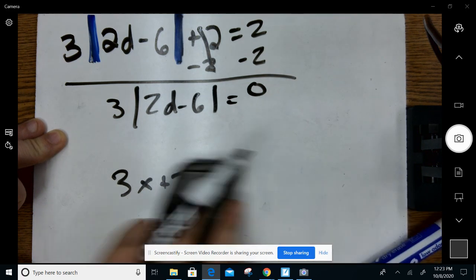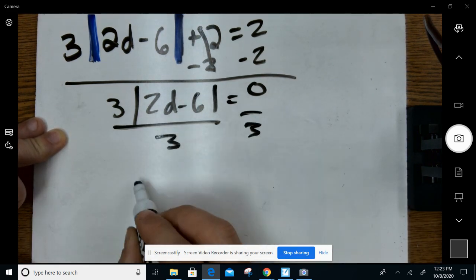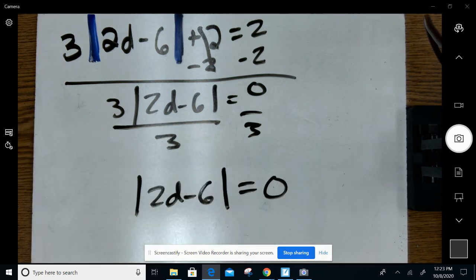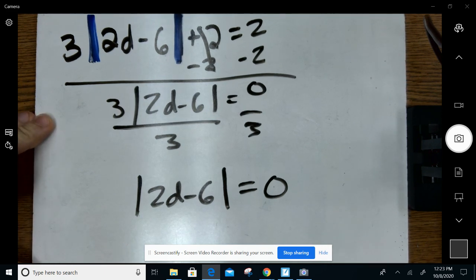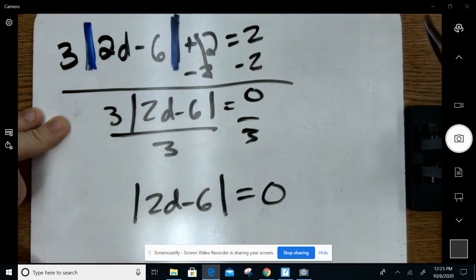All right, and then you divide by the 3. So divide by 3. Now this is a special one. So I'm not going to go any further with this, but you need to get that absolute value by itself before you split it into two cases. And do not distribute. Do not distribute for absolute value. You have to divide it away like this.